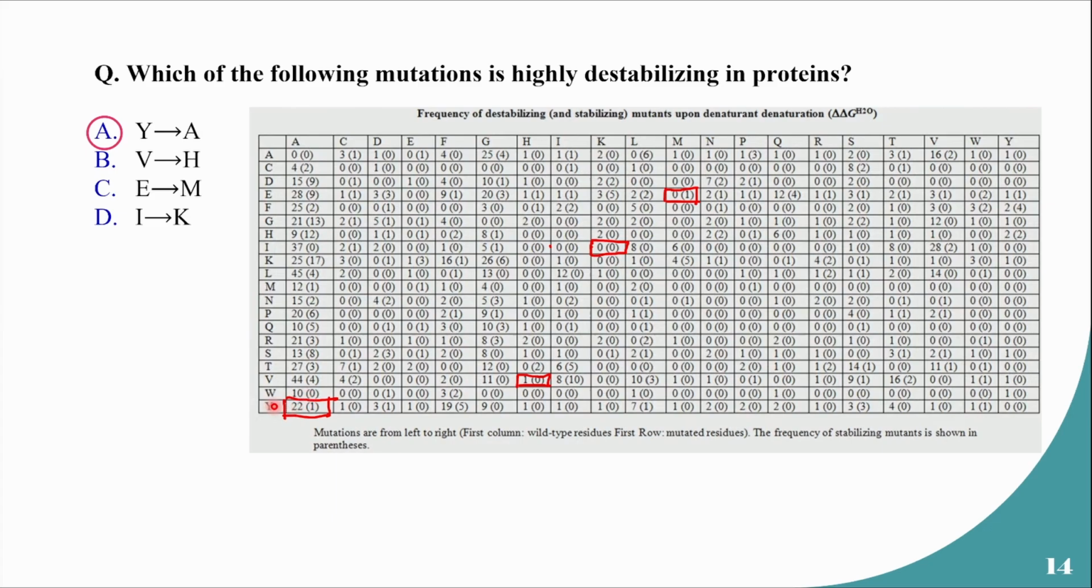But if you consider, for example, Y to any other amino acids, you will see different results, right? So in this Y column, you will see that the other possible mutations again provide slightly different results. So based on all of that, this particular mutation was considered.